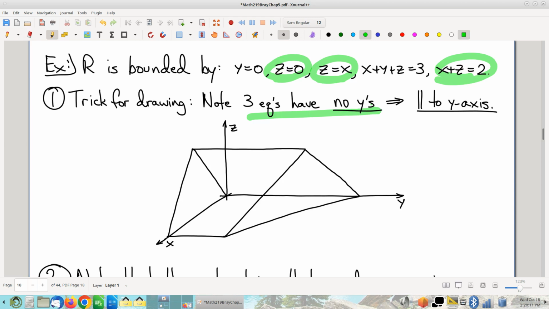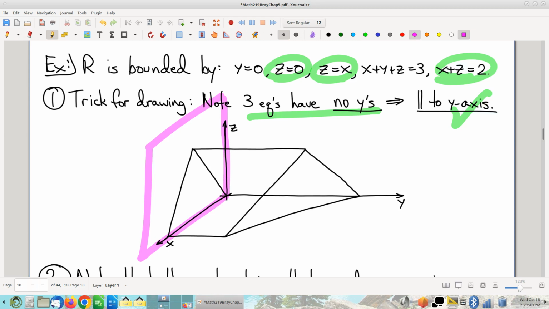This is really nice to observe. And flashback to chapter 1, if there's no y's in your equation, the result has got to be parallel to the y-axis, because you can change the value of y and nothing happens, right? So these three planes here are all parallel to the y-axis. So once you know that they're parallel to the y-axis, let me just focus my attention in the xz plane for just a moment. We'll deal with the y direction just in a second.